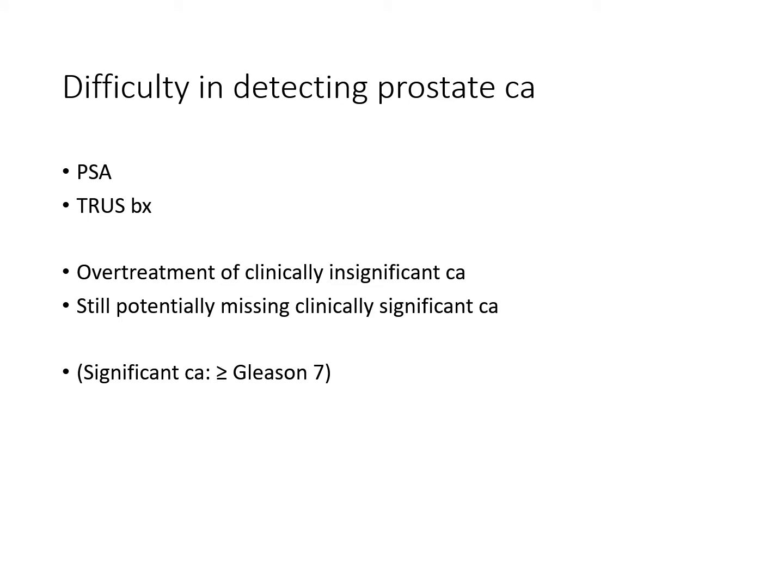And then because we're using these poor tools, it means that we end up picking up cancer which is not actually clinically significant. The patient would die with it, but not because of it. And at the same time, we miss the significant, more aggressive type of cancer, which is clinically significant. What's considered significant is at least Gleason 7. So this has been the problem historically.